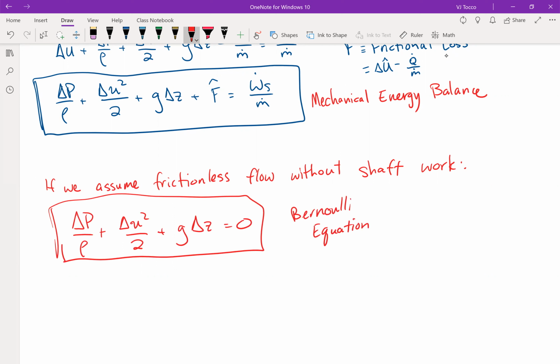And this is good for flowing fluids, so good for drainage or siphoning from a container, as well as some other applications, which I'll show in the next few videos with some example problems. That will conclude this video.